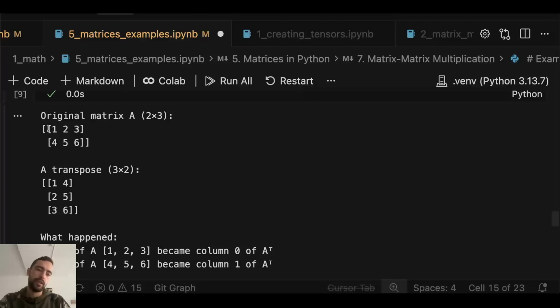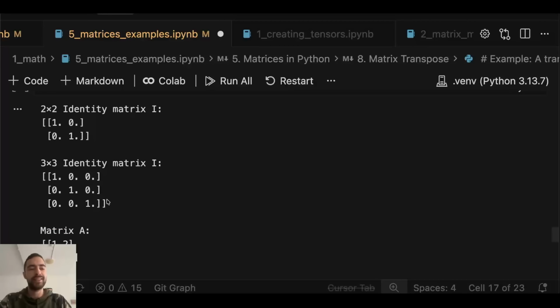This is transposing a matrix. So we have 1, 2, 3, 4, 5, 6. We transpose that, so we swap rows and columns. So this column now became the row. So 1, 4 now became the row. 2, 5 now became the row. And the shape is swapped now.